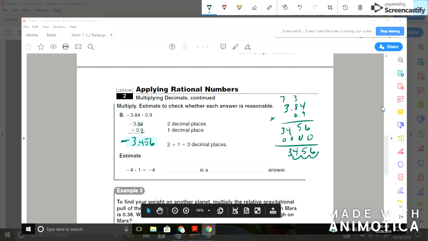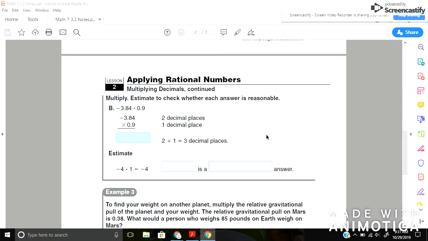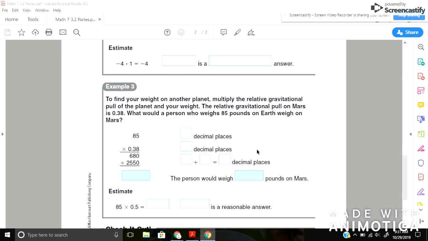And does that make sense? Well, this is close to negative 4, and this is close to 1. Negative 4 times 1 is negative 4. So yes, negative 3.456 is a reasonable answer. Okay, let's move on to the last example then.